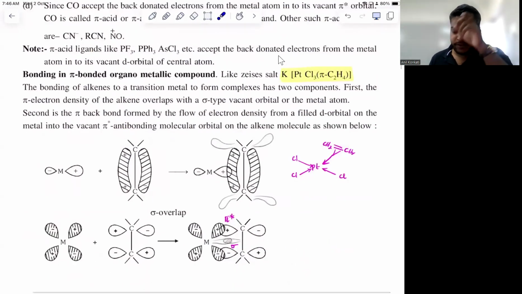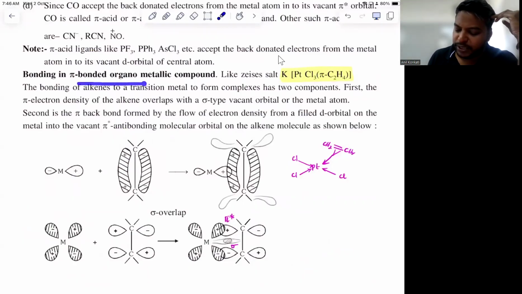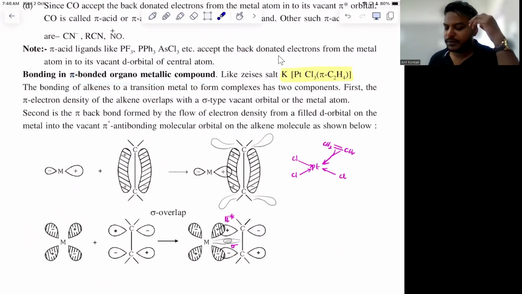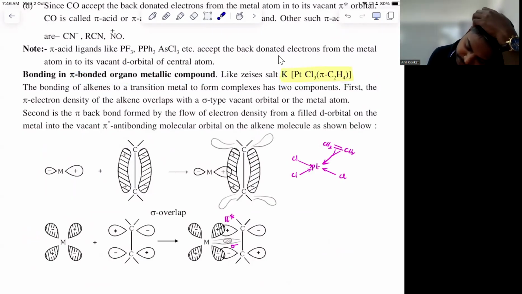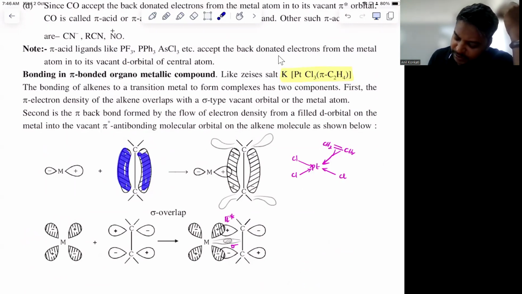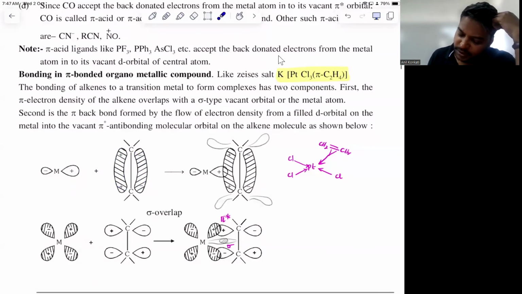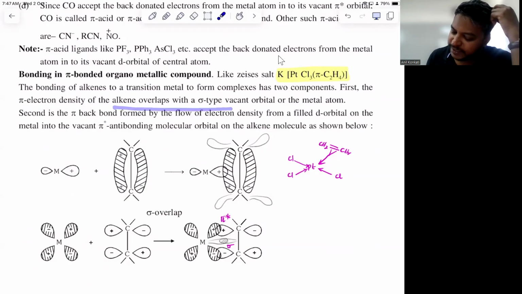Now, another way where you can notice this is in pi bonded organometallic compounds like Zeise's salt. This is Zeise's salt. In the case of Zeise's salt, the pi cloud which is present will itself act as a sigma bond with the central metal atom present. The pi electron density of the alkene overlaps with the sigma type vacant orbital of the metal.